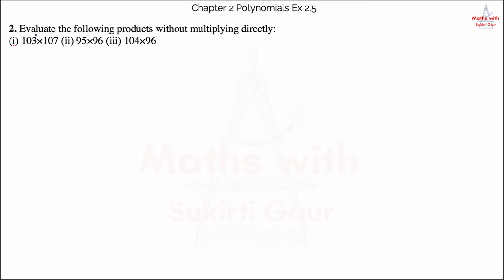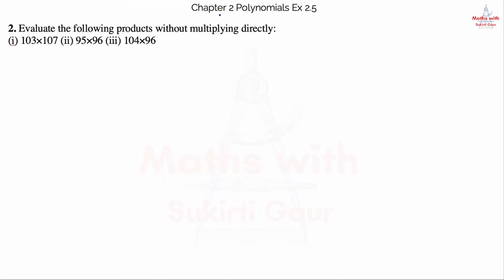So in this video we are going to solve question number 2 from exercise 2.5, chapter 2 Polynomials, class 9th. We have already done question number 1, so you can watch that video if you don't know the identities. Memorize all the identities because that is going to help you in all the questions from 2.5. Let's read this one.